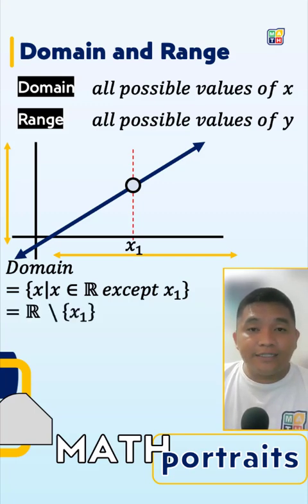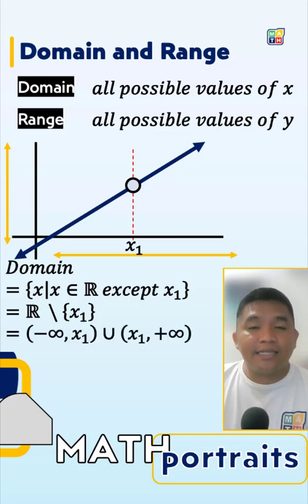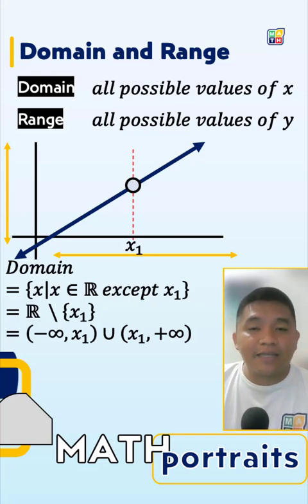In other sense, we could also write it as this set of real numbers. This notation is except, or the set difference of the set containing x sub 1. Or the more difficult one, the more complicated notation, is the notation using interval notation from negative infinity to x sub 1, but it doesn't include x sub 1, so open, union, starting from x sub 1, still open because we don't include x sub 1, to positive infinity.